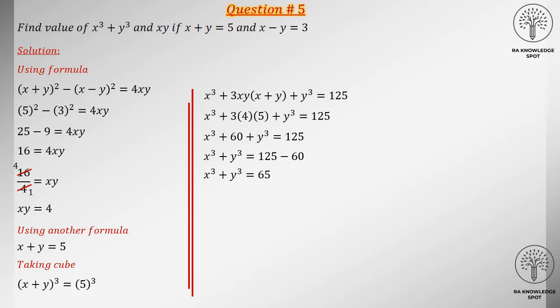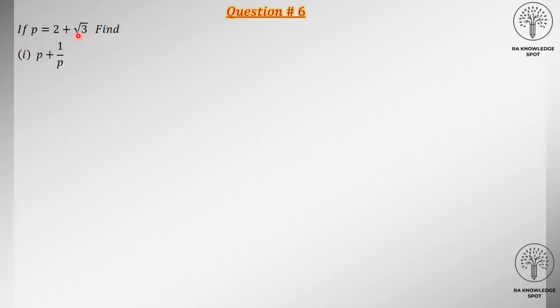Moving towards the next question, that is question number 6, and the part is 1. In this question there are 4 small parts. The given information is p is equal to 2 plus under the root 3, and we have to find p plus 1 by p. Now how do we do this question? This is p, and first we have to find 1 by p, and then we will simply add these two numbers.